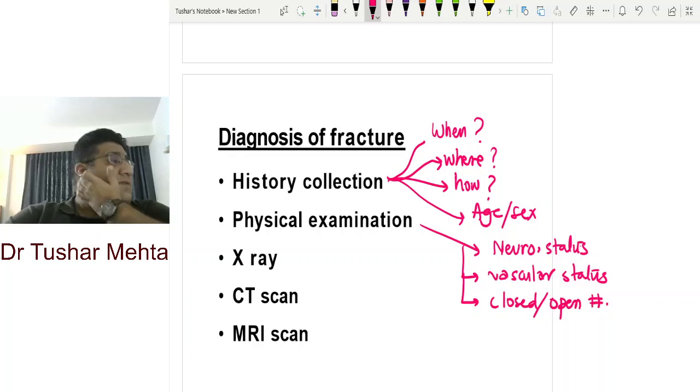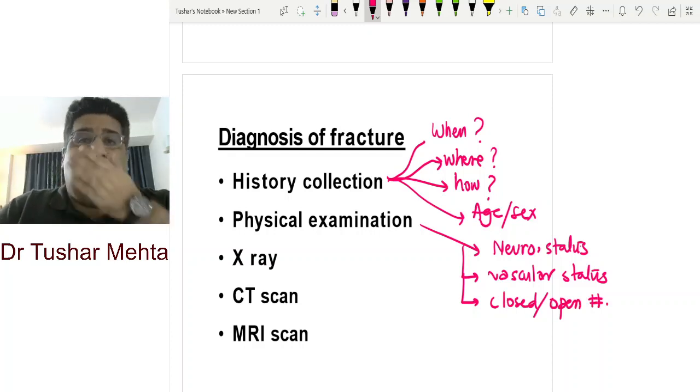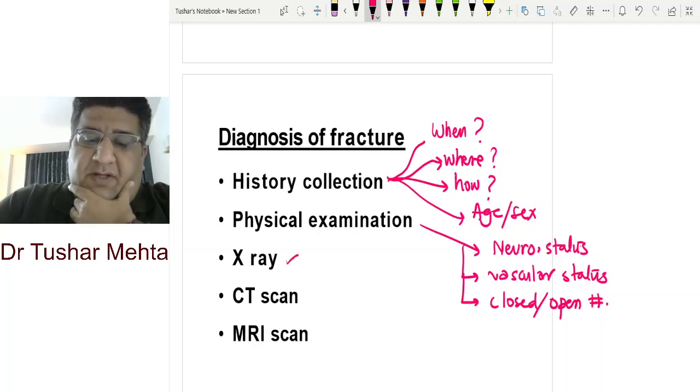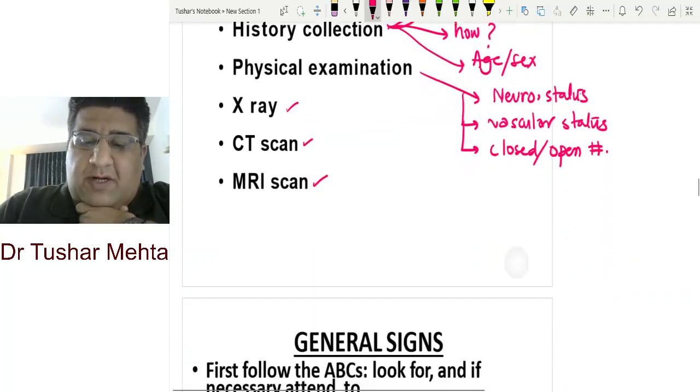The next thing after that is basically the X-ray. We'll talk about that, and then CT, and then MRI. We'll talk about what is the significance of X-ray, CT and MRI. We'll talk about that individually.